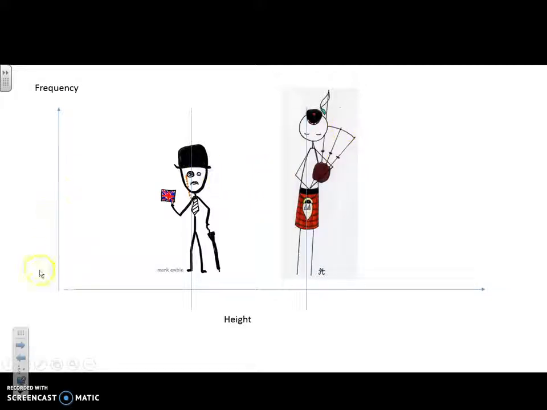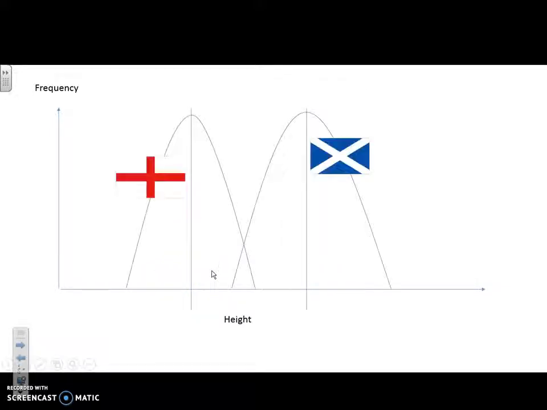Right, what I've done here is I've set up a set of axes. Along the x-axis we have the height, and then this y-axis is going to show frequency. But all I've done at the moment is plot on there the average height for the English person and the Scottish person over here. That's represented by this vertical line here. So you can see that the height of the English person is going to be some centimetres less than the average Scottish person. And that might look a bit like this if we were to look at the frequency.